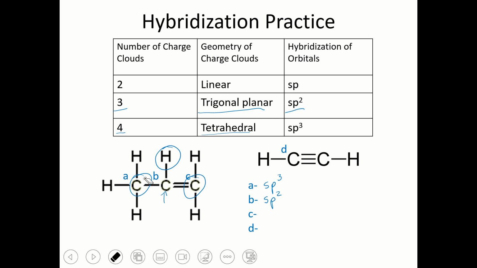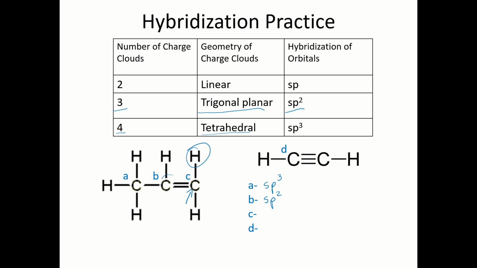Okay, so now we're going to erase, and we're going to focus on carbon C. We're going to look right here at carbon C, and again, you've got 3 atoms directly attached, no lone pairs, and so that also is an sp2 hybridization. And then the last one, carbon D over here, we've only got 2 atoms directly attached to it, no lone pairs. And so 2 electron clouds will give us a linear structure, and so that carbon is sp hybridized.